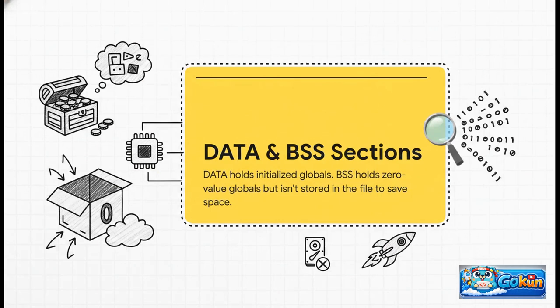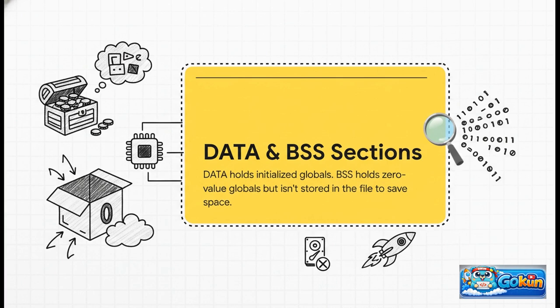Next up, we have a place for our global variables, and there are actually 2 sections for them. This is a really clever old-school optimization. First is the data section. This is for any global variable that you initialize with a specific value, like var message equals hello. That string hello has to be physically stored in the executable file, right? So it goes in the data section. But what about variables that are just initialized to their 0 value, like our var x int?